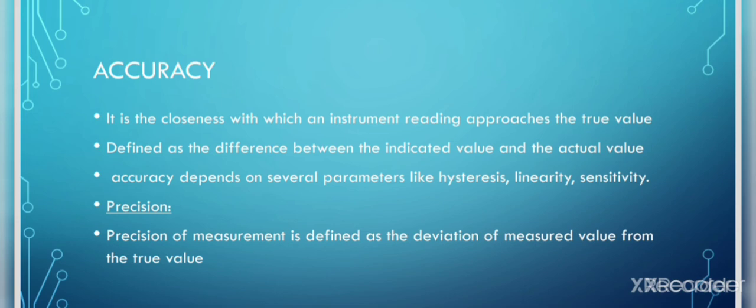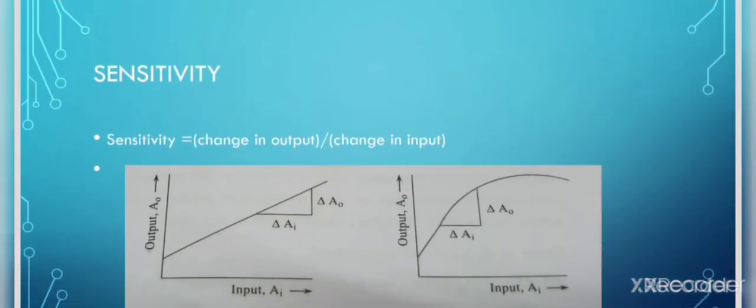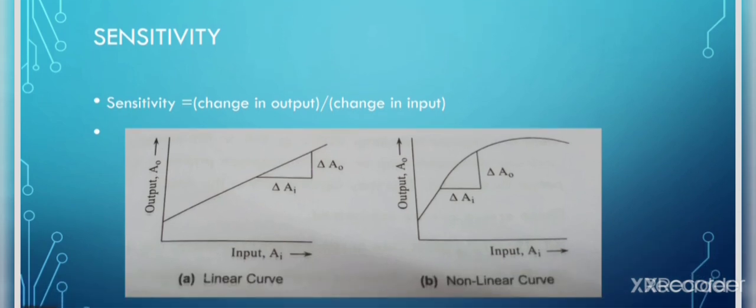The next one is sensitivity. Sensitivity is defined as the ratio of change in output to the change in input, and it can also be defined as the ratio of the magnitude of output response to the magnitude of input response. If we consider two curves, linear and non-linear, in linear curves the sensitivity is constant, whereas in non-linear curves the sensitivity is different at different points being measured.